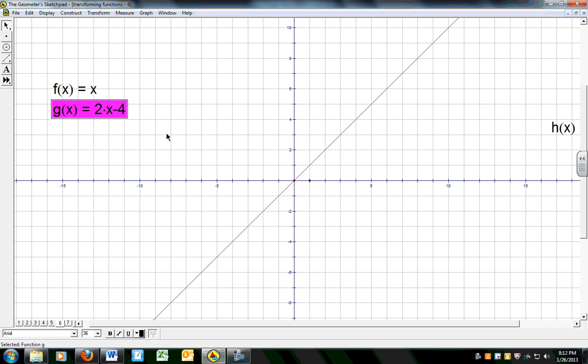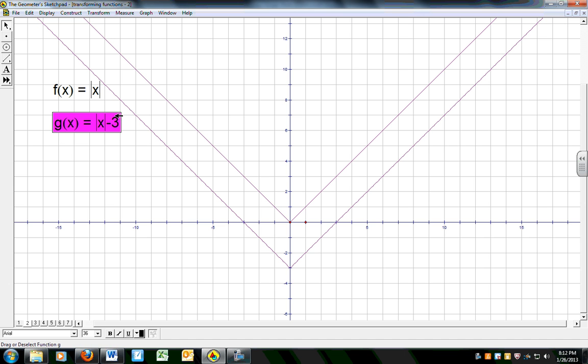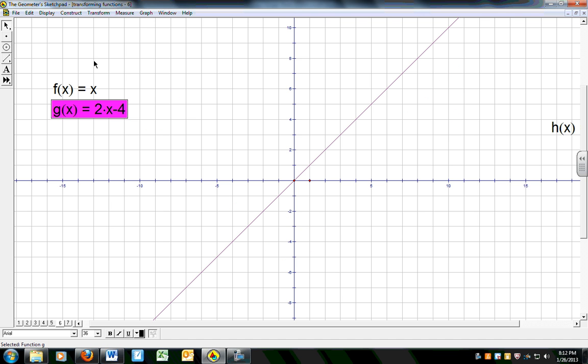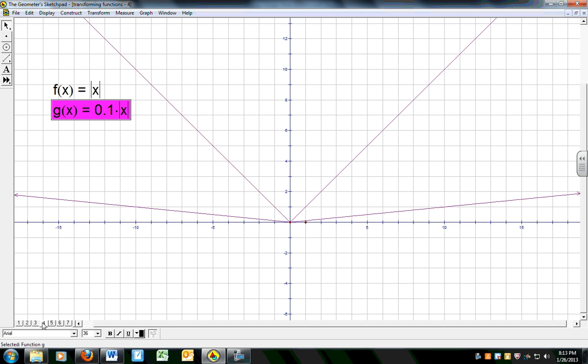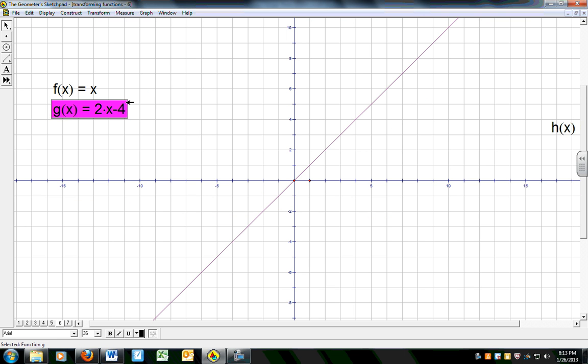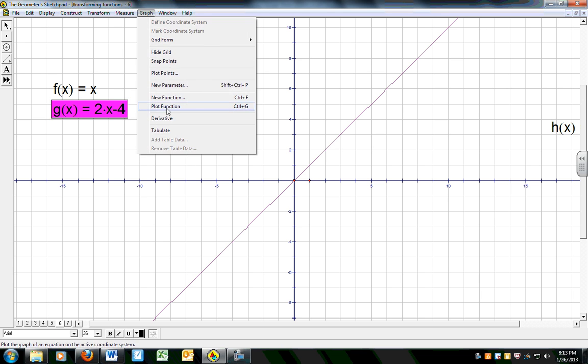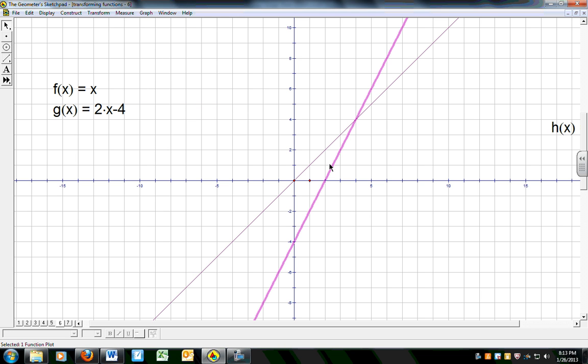So the -4 acts just like the -3 outside of this absolute value did. It does a vertical shift of some sort. And the 2 acts just like the scale factor on the absolute value did. It creates some sort of change of angle with the axes. That's my prediction. So I plot that function, and indeed, it is a change of slope, and it's changed the vertical intercept.